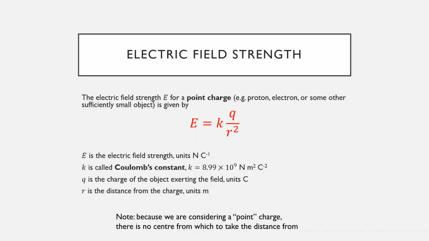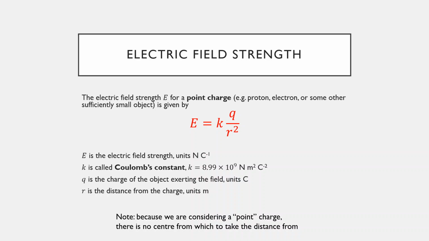Q in the numerator of your fraction, that is the charge of the object exerting the field. So just like masses exert a gravitational field around them, the charge exerts an electric field around it. So Q is the value of the charge that is exerting the field, not the value of a charge that is in the field. And R is the distance from that point charge in meters.